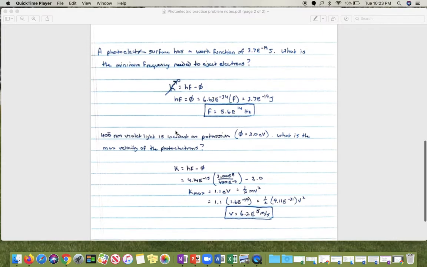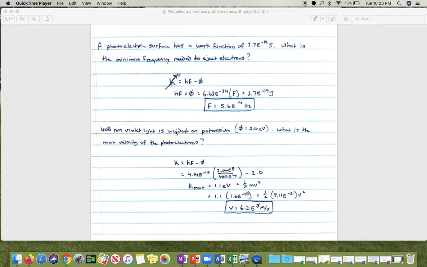All right, so a photoelectric surface has a work function of 3.7 × 10^-19 joules. We want the minimum frequency needed to eject the electrons. So basically what we're looking for in this problem is the cutoff frequency. Since the kinetic energy will be 0, that means that hf is equal to the work function. If we plug in 6.63 × 10^-34 times the frequency, we will get 5.6 × 10^14 hertz.